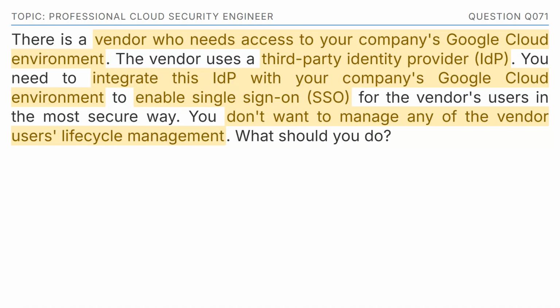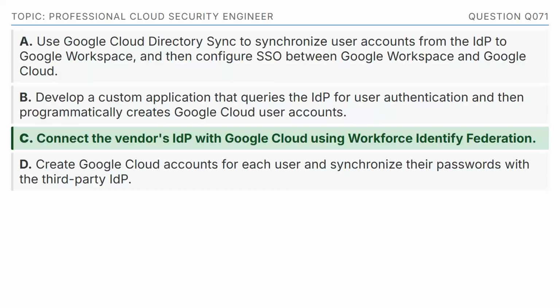To arrive at the correct answer, we focus on the keywords: vendor who needs access to your company's Google Cloud environment, third-party identity provider, IDP, integrate this IDP with your company's Google Cloud environment, enable single sign-on, SSO, don't want to manage any of the vendor user's lifecycle management. The correct answer is option C, connect the vendor's IDP with Google Cloud using Workforce Identity Federation.